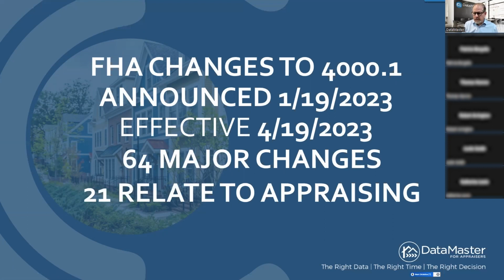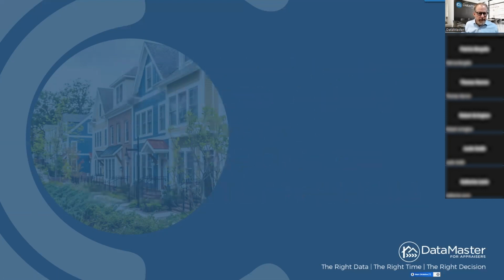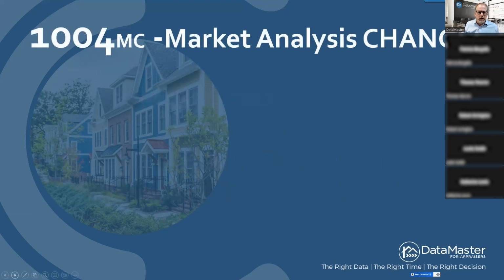So if you haven't had a chance to look at that, go and get the 4000.1. The very first 10 pages will tell you about all the changes. Highlight the ones that are related to appraising. Of course, I'm not going to talk about all of them. I'm just going to talk about one today, and that's about the market analysis.